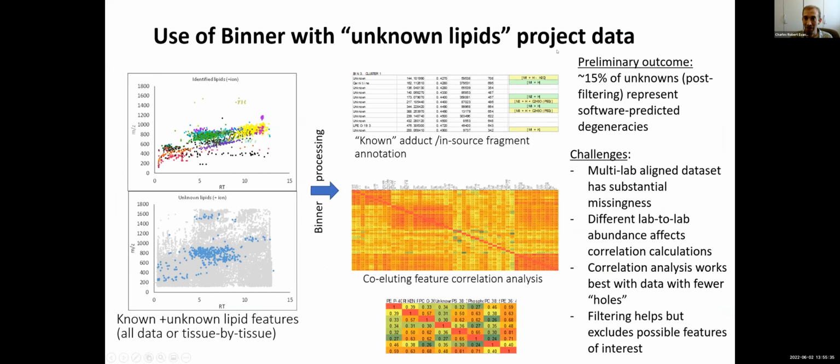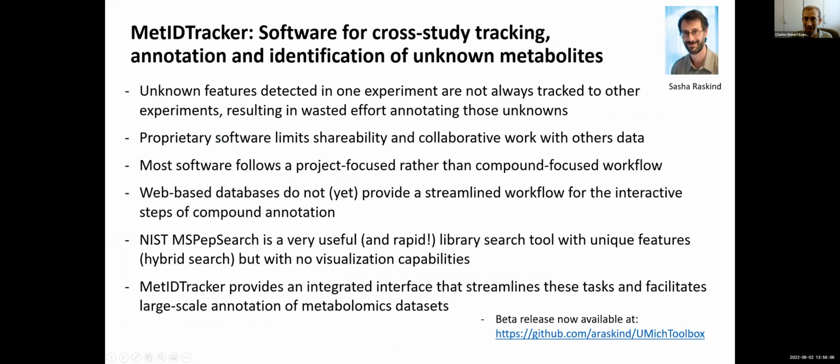And so one example of how we're using it is with the Unknown Lipids project data, where we've looked at both known adducts based on mass shifts, and we've looked at correlating features, and it can give you some idea of how the unknowns are breaking down. And a very preliminary report looking at one set of data shows roughly 15% of our unknowns that we've been looking at may be software predicted degeneracies. Of course, there's challenges dealing with this multi-lab aligned data set.